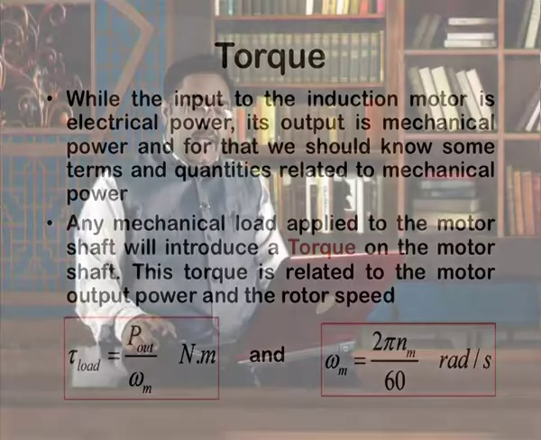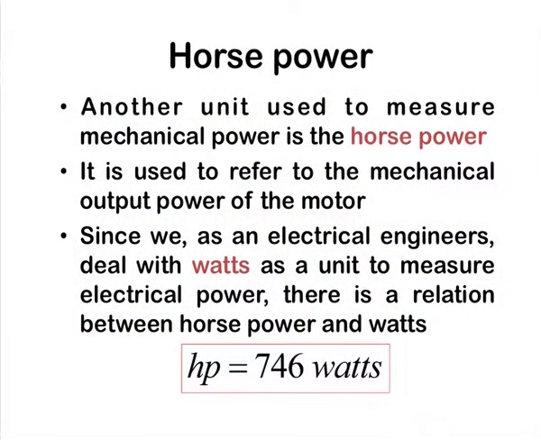Another word which frequently comes up while solving problems related to induction motor is the horsepower. Basically, it is a unit used to measure mechanical power, but we as electrical engineers deal with the watt as a unit to measure electrical power. So, we should know the relationship between the horsepower and watt, and this 1 horsepower is equal to 746 watts.